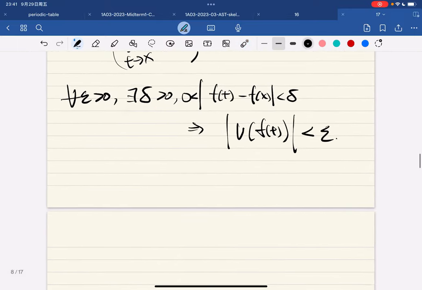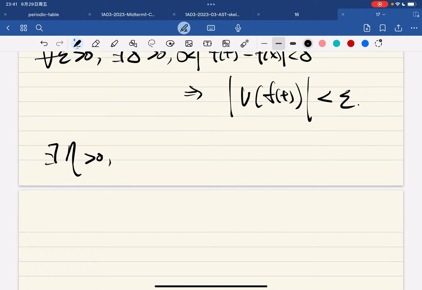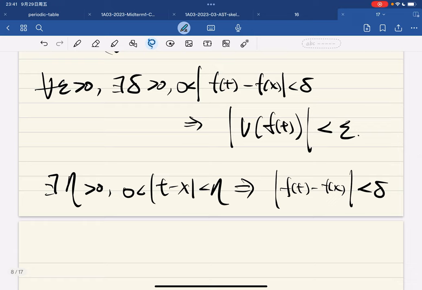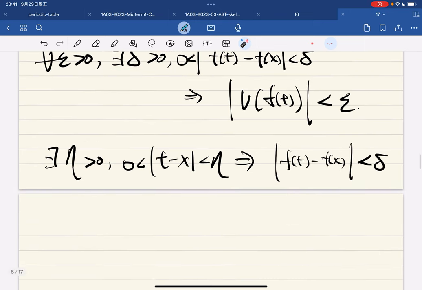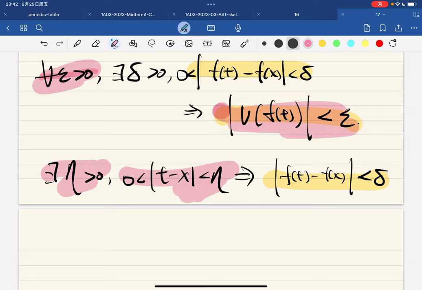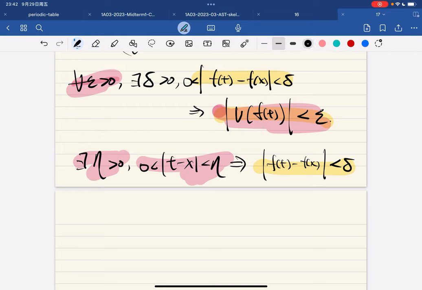While for this delta, again, there is an eta greater than zero, such that when t and x are eta close to each other, not equal, it gives f of t minus f of x less than the delta. Right? Because for this delta, this is true. Well, okay, now, for any epsilon greater than zero, there is this eta, such that this implies this, which is this. So that means that this basically means that as t approaches x, v of f of t is zero. Right.